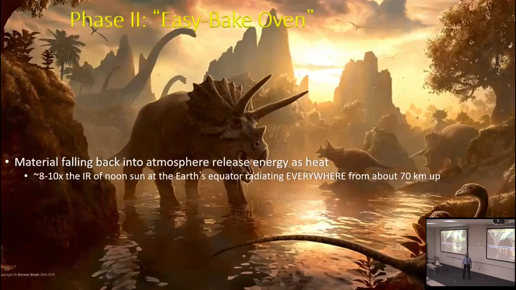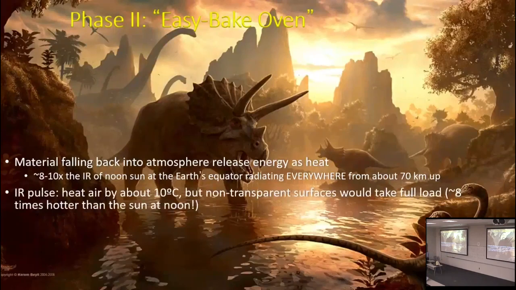So everything is getting hit by heat. The air itself only rises by about 10 degrees C, 18 degrees Fahrenheit. But non-transparent objects, like flesh and leaf, are taking this full heat load. And so they're baking, they're cooking. And cooking is physiologically not a favorable thing for living tissue.